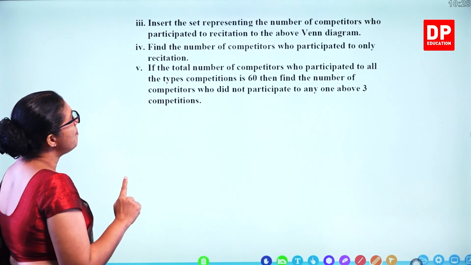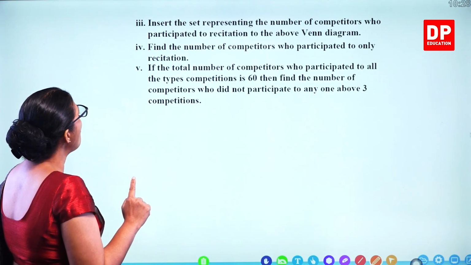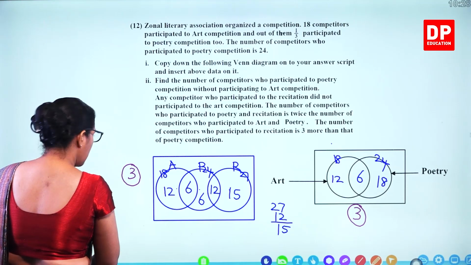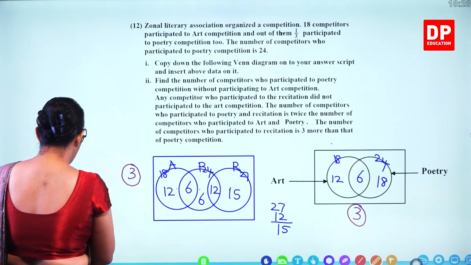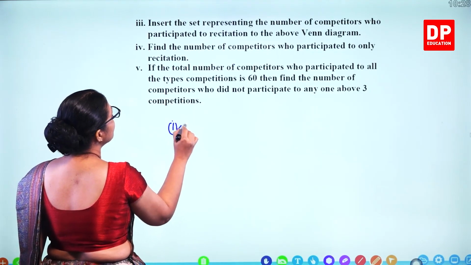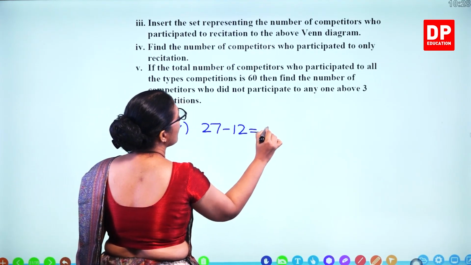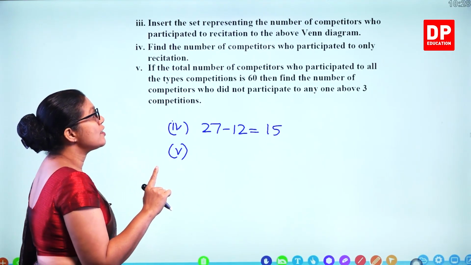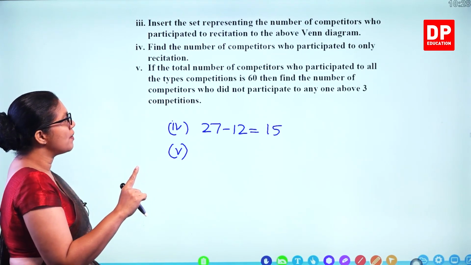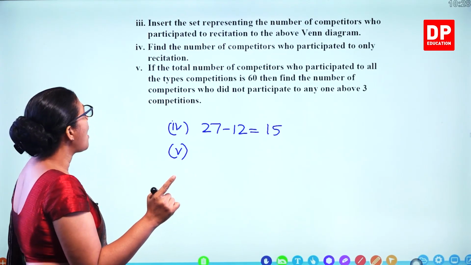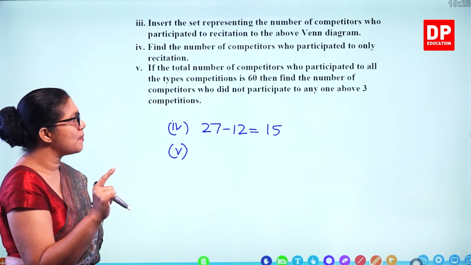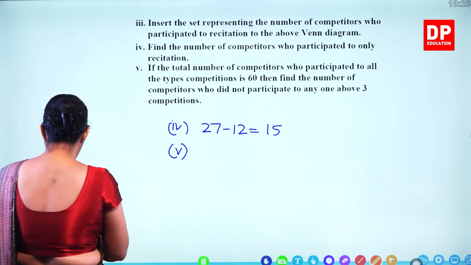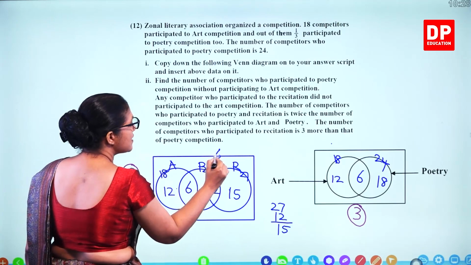Find the number of competitors who participated in only recitation. So only recitation, that's 15. So we found 27 minus 12. It's 15. Fifth one, if the total number of competitors who participated in all the types of competitions is 60, then find the number of competitors who did not participate in any of the above 3 competitions. So outside number, altogether 60. So this is 60 given.